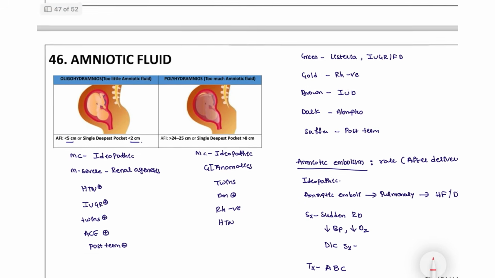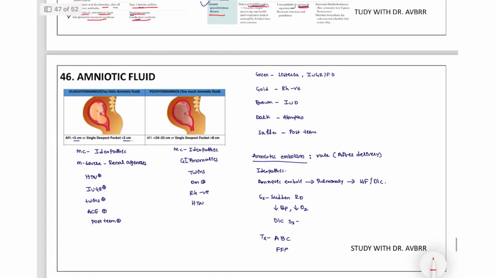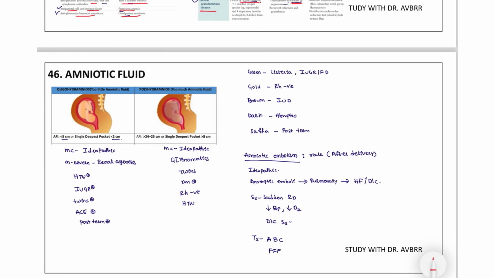Next, moving on to the amniotic fluid. So oligohydramnios is less than 5 centimeters and the deepest pocket is less than 2 centimeters.